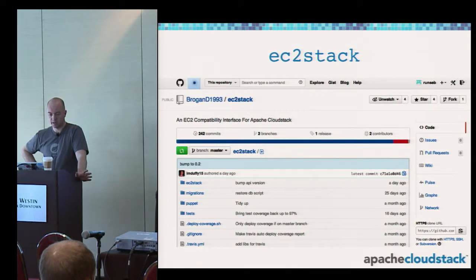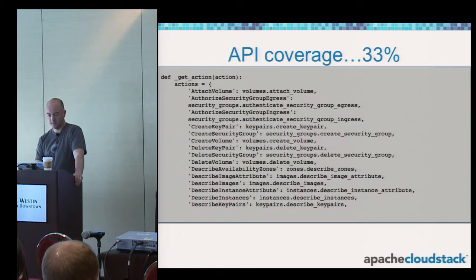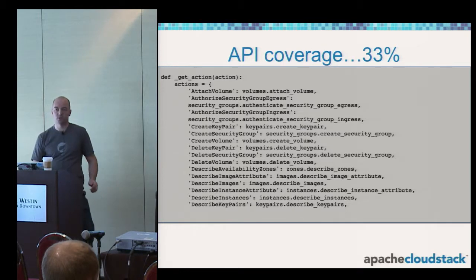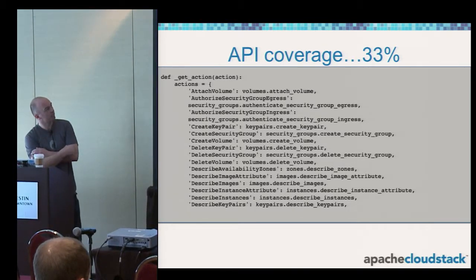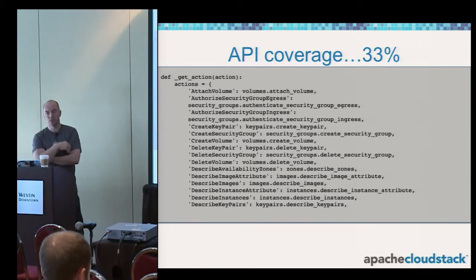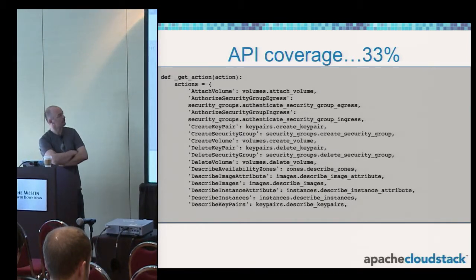And again, it's a Python Flask application, so it's a little server that runs and then implements the calls. I'll show you a little bit of the code. Of course, the question is, what's your coverage in terms of API? So right now, we have roughly 33% of the EC2 EBS API.